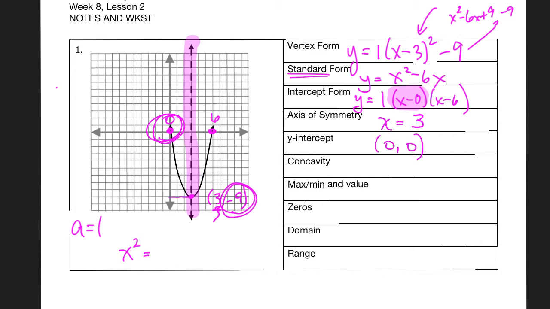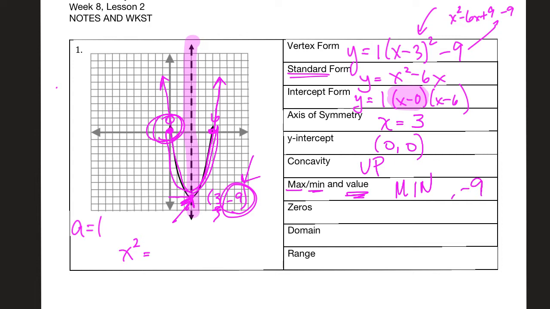Concavity is just, does this thing open up or down? This one is an upward facing parabola. If I filled that with soda, it would hold it in. It's concave up. Next, this is asking, do I have a maximum or a minimum? Well, this parabola goes up forever. I'm never, ever going to reach the top. So this one happens to have a minimum. You can see it, it's right down here. That minimum value, the actual number that describes that minimum, is this y value.